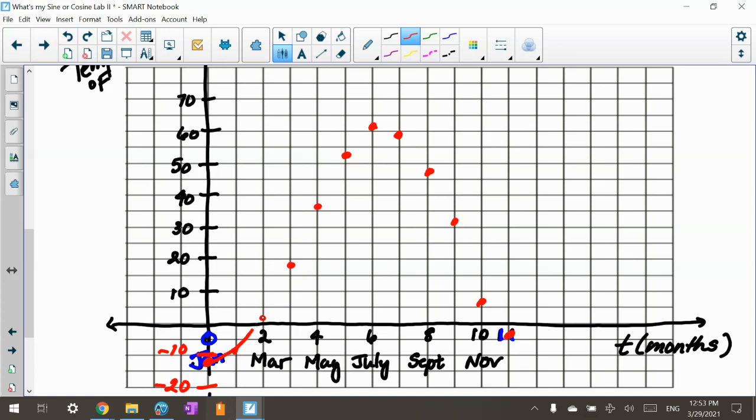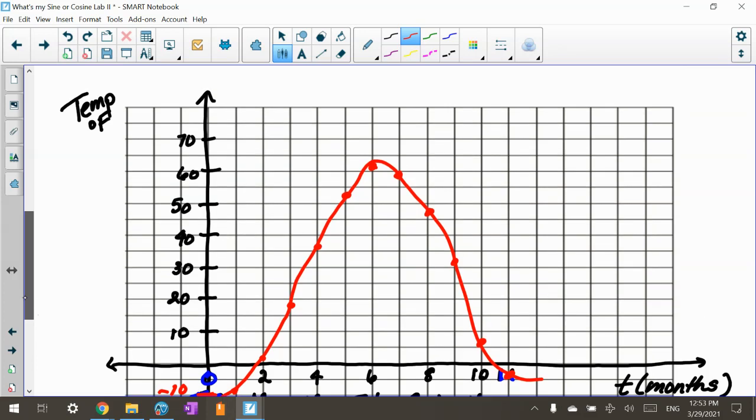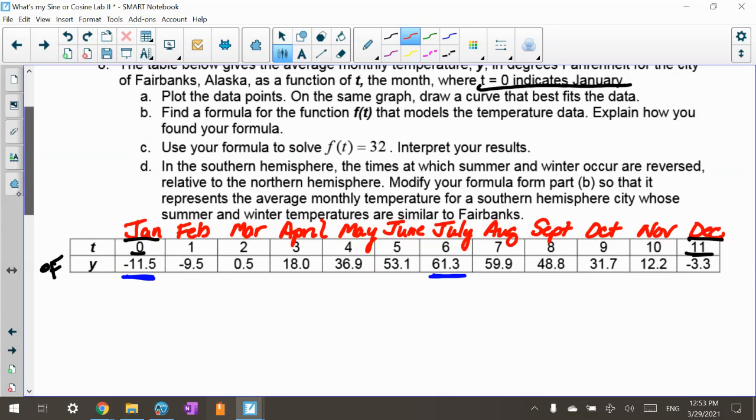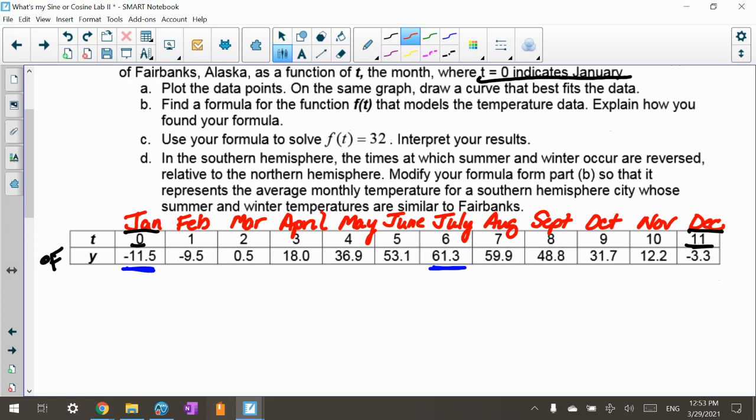Then I'm going to swing an arc through all these points. It doesn't have to be perfect, but that's what it looks like. My paper actually looks a little better. You just swing it around, and it's an approximation. So let's go through it. It says plot the points and draw a curve that best fits. It doesn't have to go through every point, but we did that. So that's our graph.